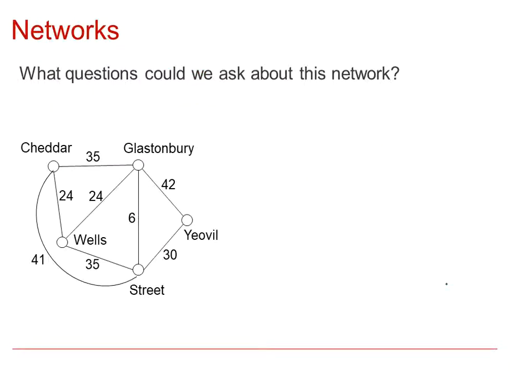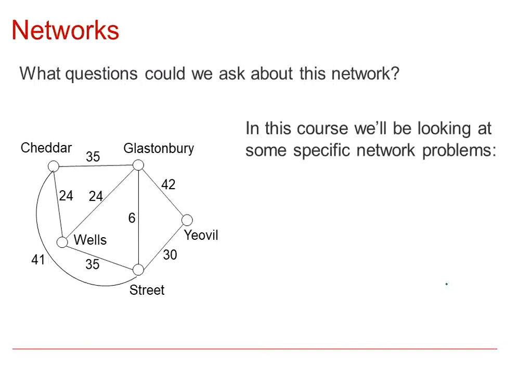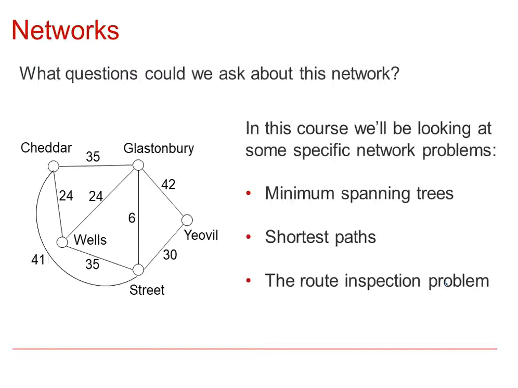What questions could we ask about this network? In this course, we'll be looking at some specific questions we could ask. We'll be looking at minimum spanning trees, so that might be looking at the shortest way to connect these towns together on a single network. We could be looking at the shortest distance between various towns, and we could be trying to traverse every single edge once and turn it into a route inspection problem.